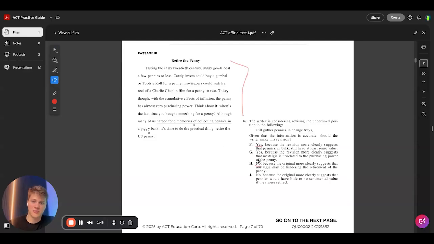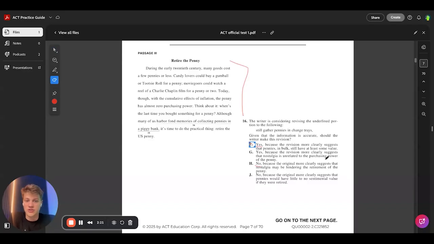Now, this is a little bit confusing because you might not immediately know whether the answer to this question is yes or no, and that's okay. You're not supposed to. It's actually really easy to get these questions correct if we just pay attention to all of the information that follows yes and no. So for answer choice F, "because the revision more clearly suggests that pennies in bulk still have at least some value." Well, that's just wrong. The second half, the explanation for why this answer would be yes, doesn't make any sense. So the answer cannot be F.